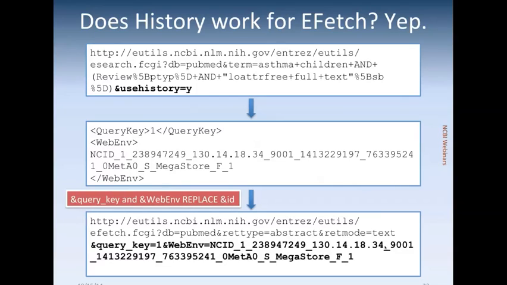So what about this history thing that we were talking about? Does that work for Fetch? Sure, it works the same way. So if I say use history equals y in my search call, then I will get, again, the query key and web environment. I give those things to EFetch, and it will transfer the entire set to EFetch, and I'll get them. So it works exactly the same as it does in ESummary. One little point I'll make here, sometimes this is confusing to people, is that the use history equals y parameter is only a parameter for ESearch. You don't have to do that for ESummary or EFetch. ESummary and EFetch are already available to use the history at any time. It's only ESearch where you need to actually tell it to switch to a history mode.